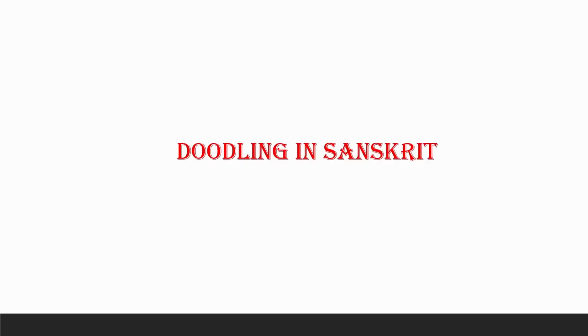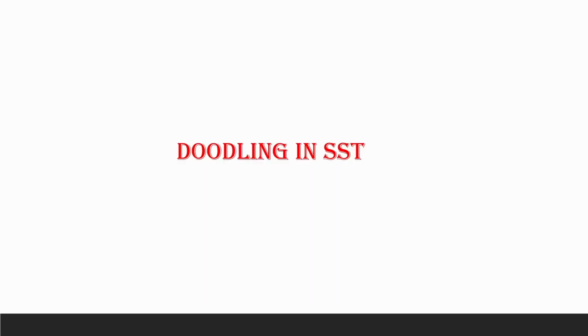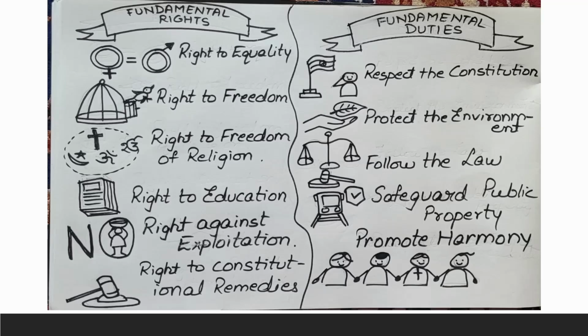Let's move on to Sanskrit. Teaching pronouns in Sanskrit. Doodle human figures and label them with pronouns. It's an easy and visual way to learn. Next is social studies. Incorporating doodles can be a creative and effective way to teach students about fundamental rights and duties. Here are some ideas on how to use doodles for this.